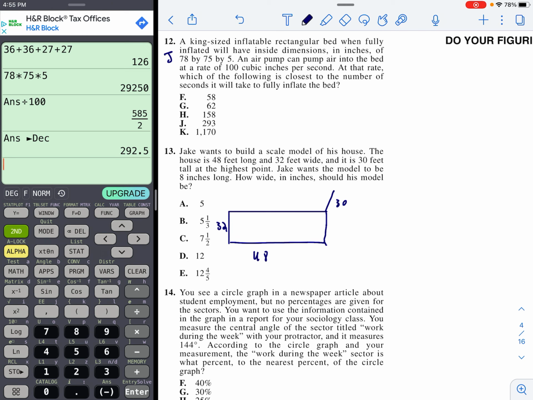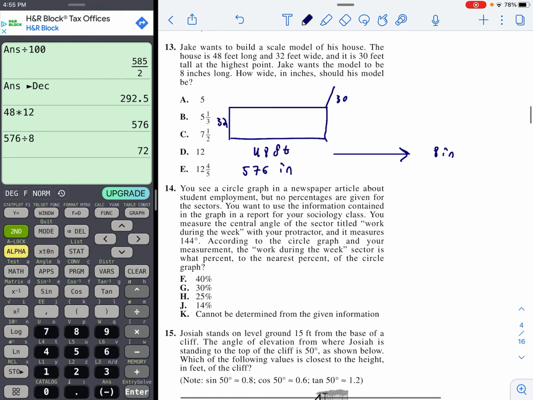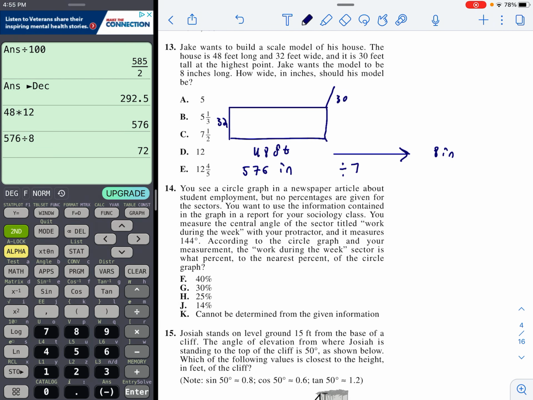Okay, so here's one of those problems where we have 48 feet and we're converting to a model that is going to be in inches. The easiest way to do this is to just say 48 times 12. This is equivalent to 576 inches. And that makes your life easier because now we can just think in inches. 576 divided by 8. The ratio here is that the model is 1/72 size. So we're going to divide by 72 to get to the model, or we'd multiply by 72 to get back.